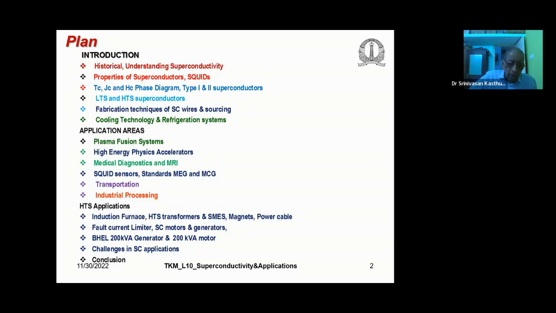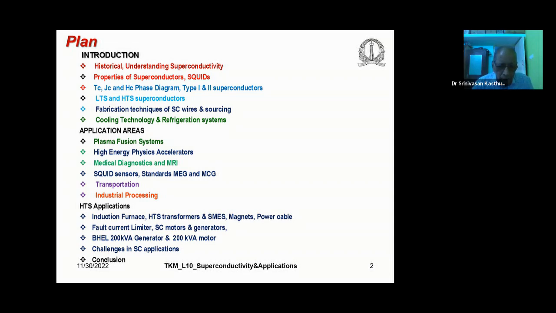Induction furnaces, then high temperature transformers, SMES, which is superconducting magnetic energy storage. You can store the energy in a superconductor. Then superconducting magnets, power cables, fault current limiters, superconducting motors and generators.